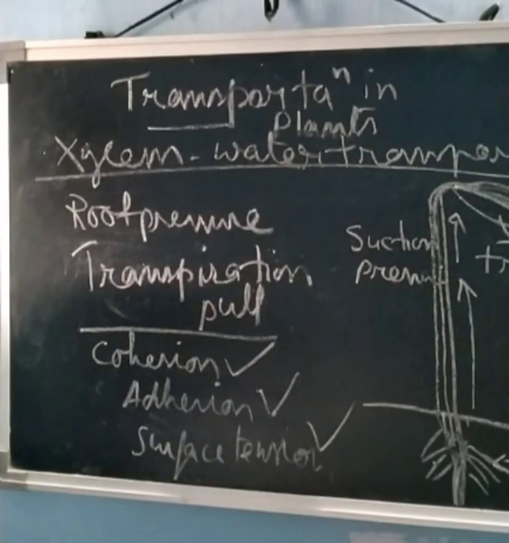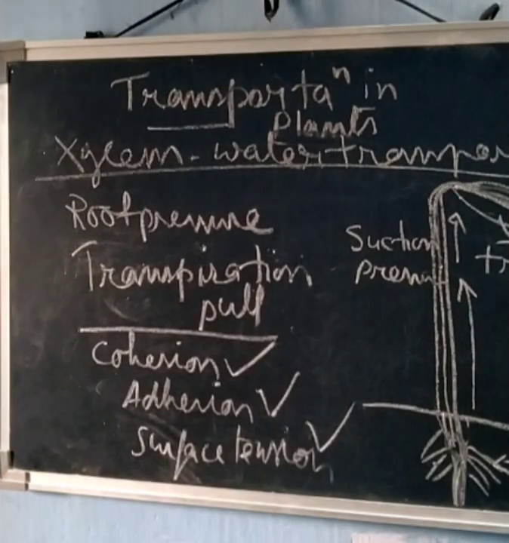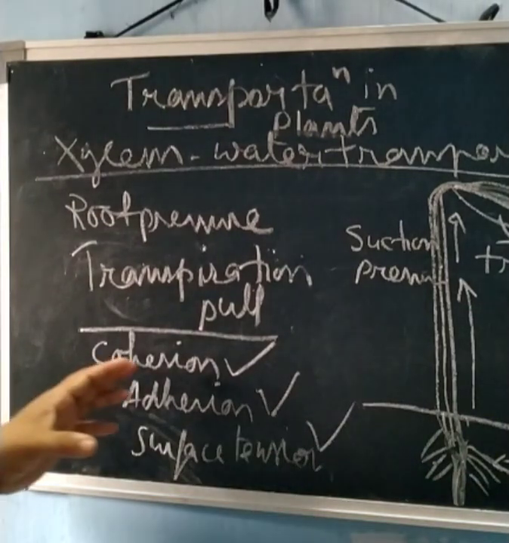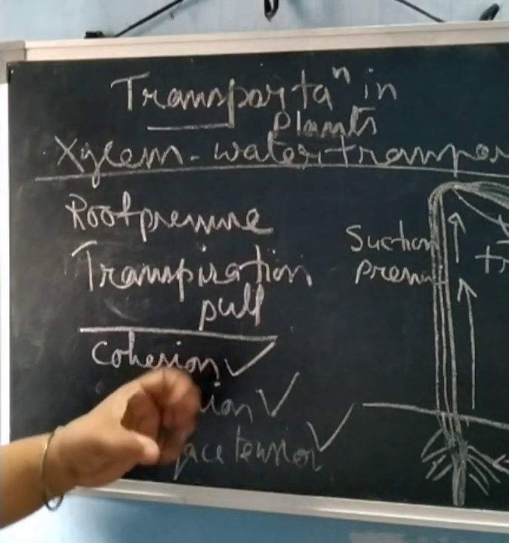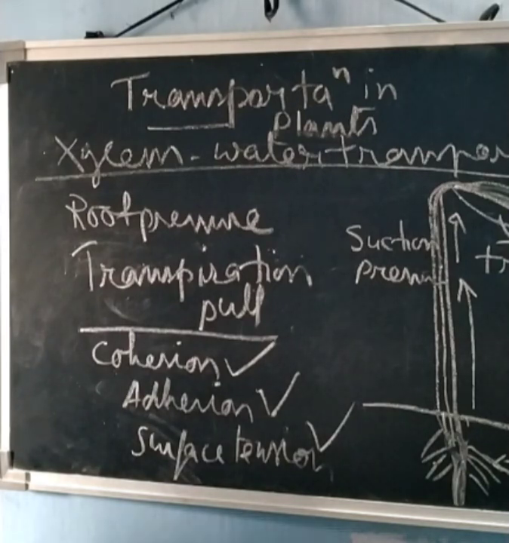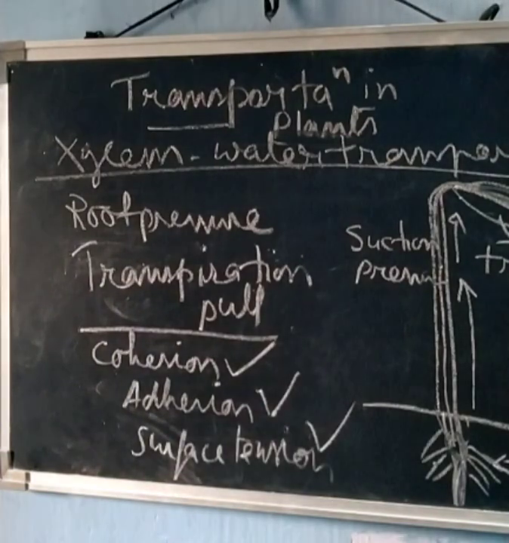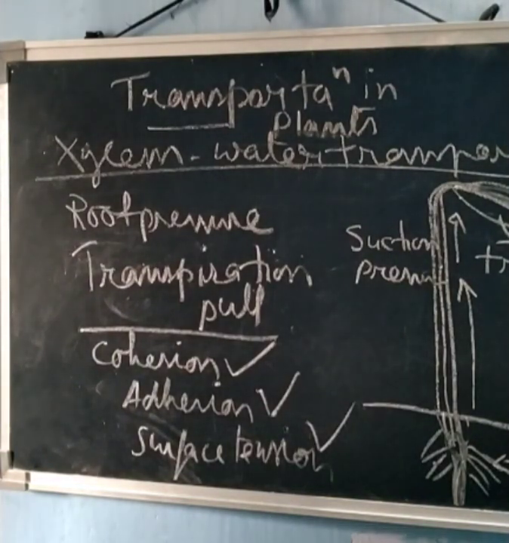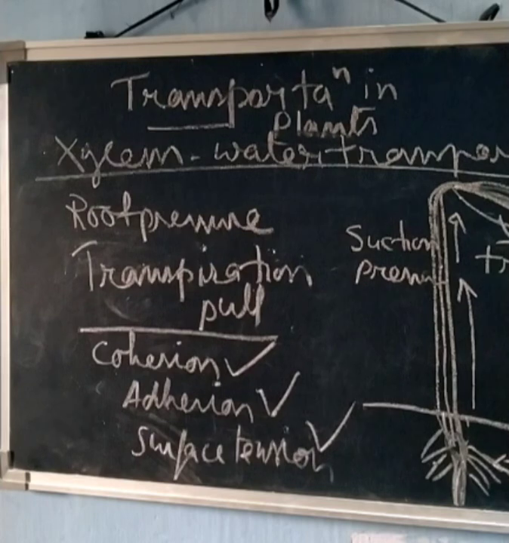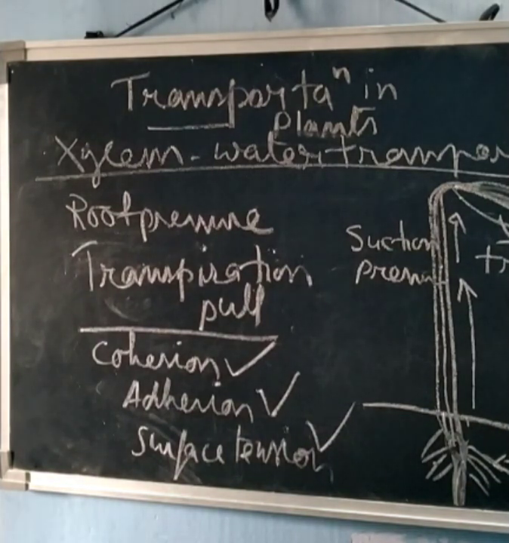These three mechanisms: cohesion is water molecules attracting each other. Adhesion is the water molecules' attraction to the wall of the vessel also. And surface tension, along with these, helps in the transpiration pull. So cohesion force, adhesion and surface tension, all three help in the flow of water through this xylem.